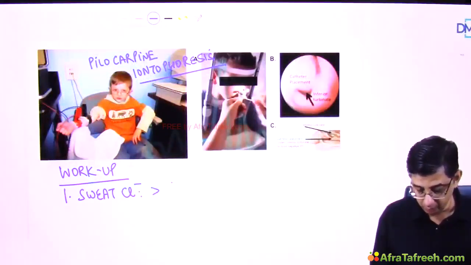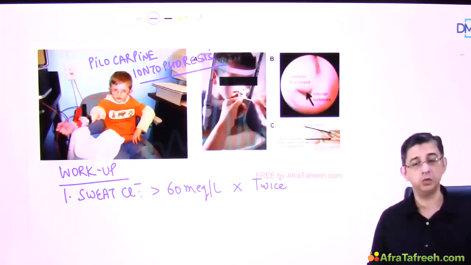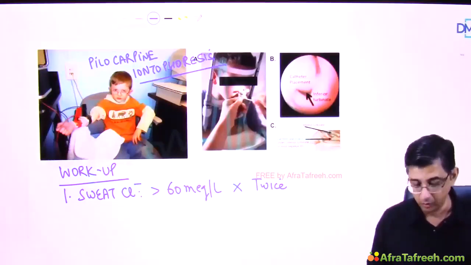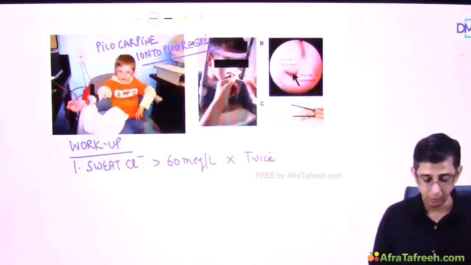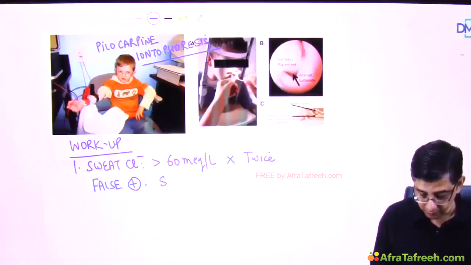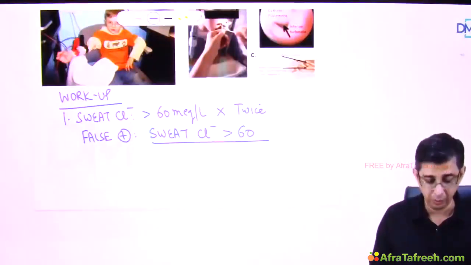This should be more than 60 milliequivalents at least twice, that is on 2 consecutive days. You can do it from 2 different laboratories just to increase the reliability component in the patient. The only problem is that you can have a false positive sweat chloride. You can have a false positive sweat chloride value to be more than 60 with respect to certain endocrine diseases, which I want you to remember for MCQ.